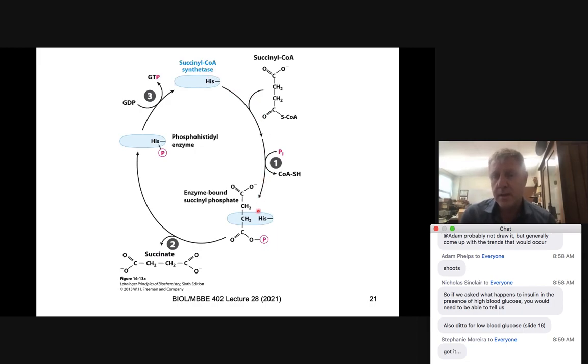So again, we see this particular situation where we're seeing now a transfer of a phosphate group from a substrate to an enzyme intermediate, which will then take another substrate and then transfer that phosphate group to make an energy carrier in the form of GTP, but also spitting out our next molecule in the form of succinate without any coenzyme constituents.